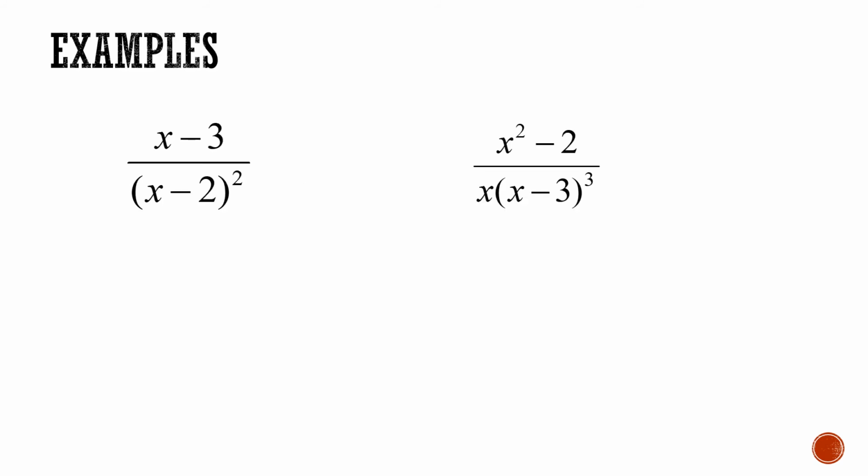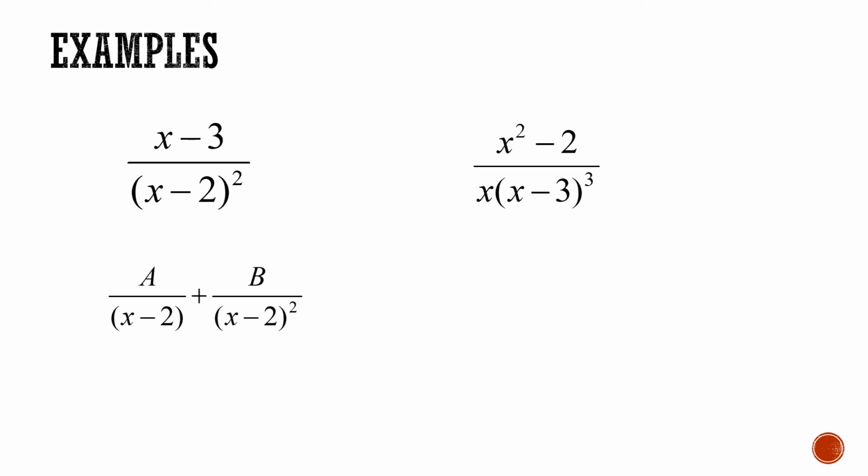So this is what I'm trying to explain. Here we go, we have this function, (x minus 3) over (x minus 2) all squared. We have a distinct linear factor in the denominator. It has a power of 2, so we're simply going to break this up into 2 parts, whereby the first one is to the power of 1 and the second one to the power of 2.